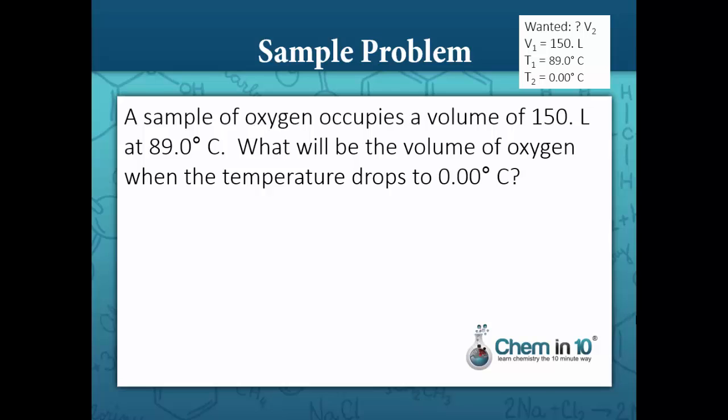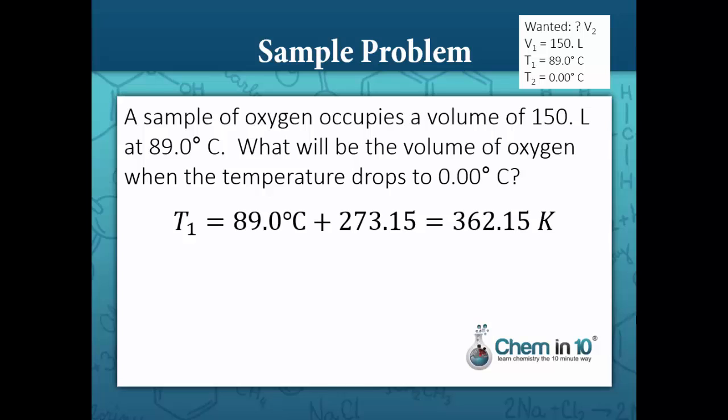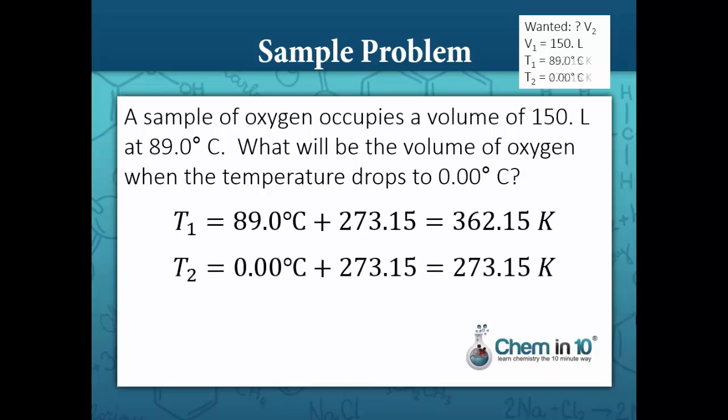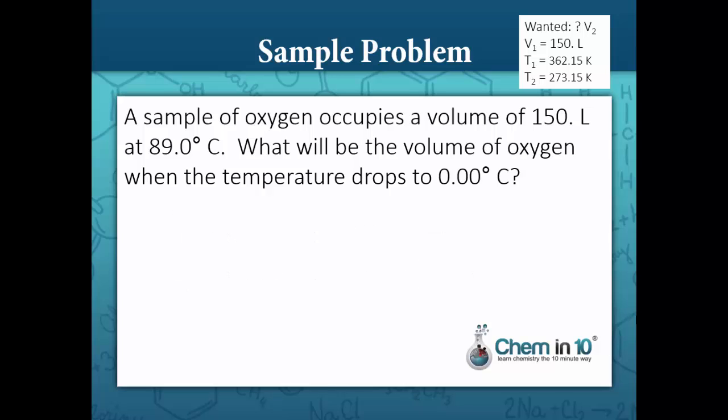Before we move on, we have to do some conversions because we have degrees Celsius and we need Kelvin. 89 degrees Celsius plus 273.15 is 362.15 Kelvin, and 0 degrees Celsius, we add to it 273.15 and we get 273.15 Kelvin. Now we can use the combined gas law. P1V1 over T1 is equal to P2V2 over T2.